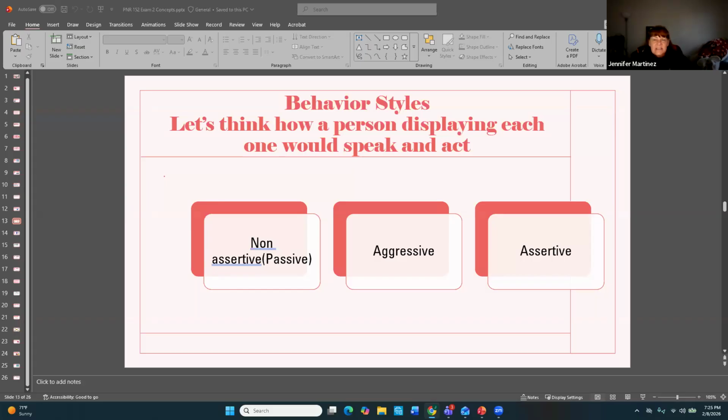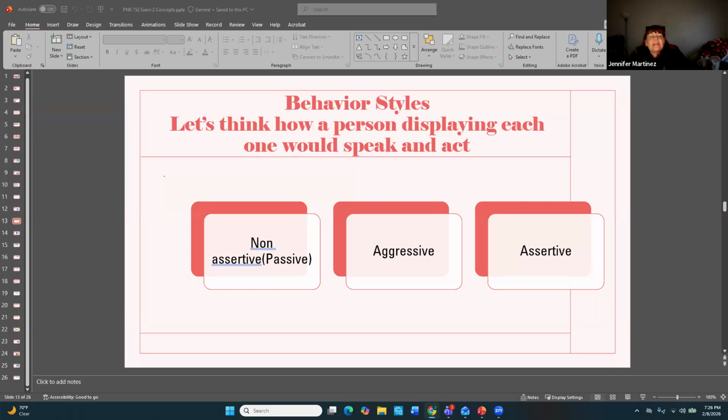They take the easiest way out, and that's not really good because their needs are not getting identified. And then we have our assertive behavior. Assertiveness is another name for honesty, right? And so assertiveness is not only what you say, but how you say it.